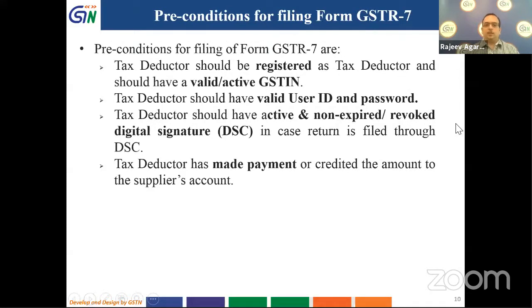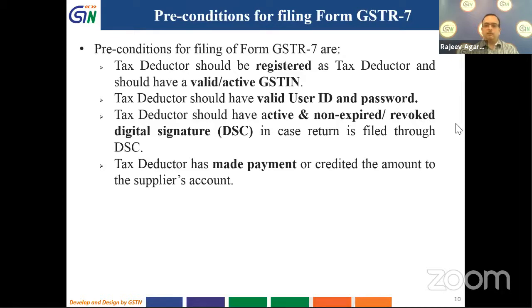The precondition is that I should be registered as a tax deductor, and I should have a valid and active GSTIN. What we should be careful about is that if I have to deduct tax as per section 51, then I need to register as a tax deductor on the GST portal. Then my GSTIN should be valid, I should have a valid user ID and password, and I should have a non-expired DSC or an active mobile number already provided so that I can sign it electronically. This provision we are going to see later.